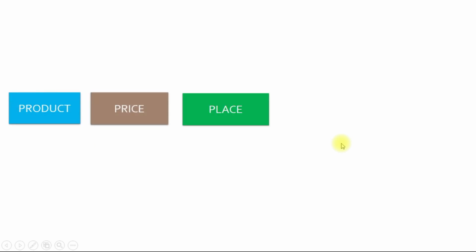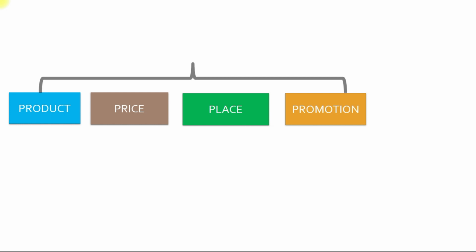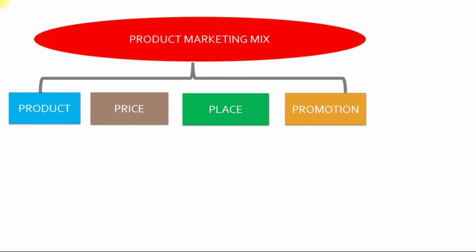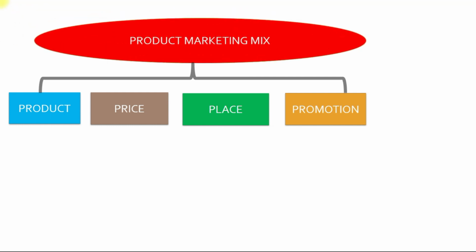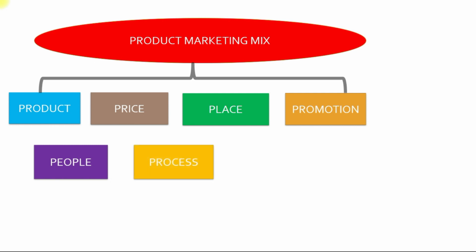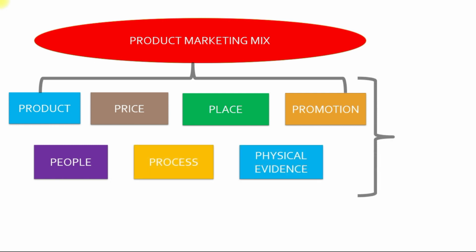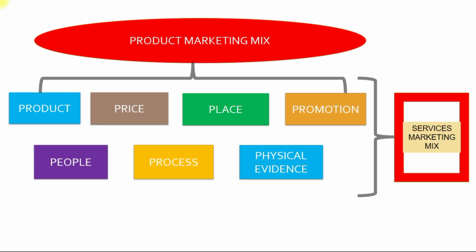Now you can see here product, price, place, promotion. The 4 P's of marketing. It is the product marketing mix. When another 3 P's, people, process, physical evidence are added, it becomes the services marketing mix.